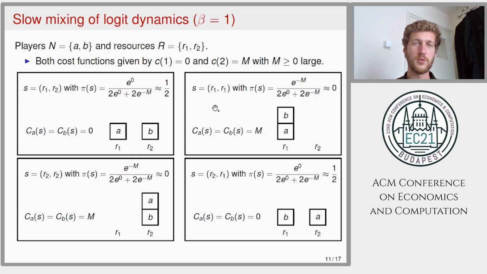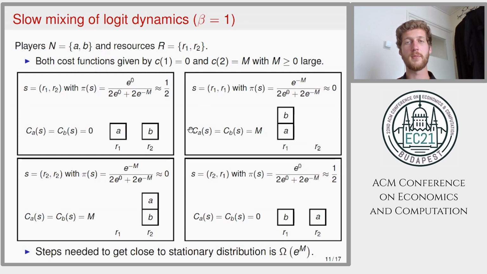Now, the reason it will take a long time to converge to the Gibbs distribution is that if you, for example, start the Markov chain in the top left strategy profile, then in order to go to the bottom right strategy profile, which should appear as often as the top left one in the Gibbs distribution, we need to go through one of the other 2 strategy profiles, where either A or B switches to the other resource first. But this happens with a very small probability, proportional to e to the power minus m. So roughly speaking, the number of steps you will need to get close to your stationary distribution is of the order e to the power m. So this is a kind of bad news situation.